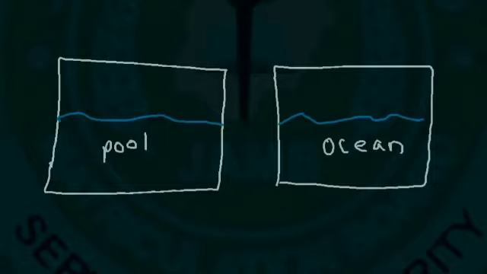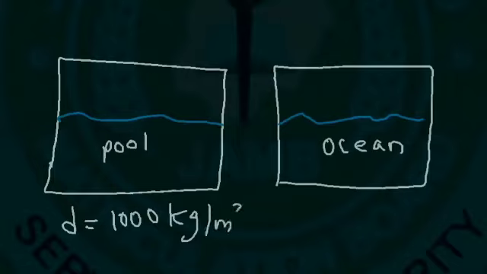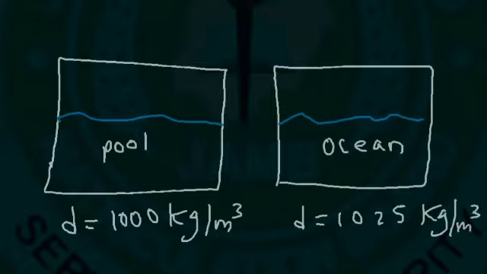But for the most part, the density of the water that you'll find in a typical pool is about 1,000 kilograms per cubic meter. Now, the density of seawater, which is basically salt water, is a little bit higher. It's about 1,025 kilograms per cubic meter. So therefore, it's easier to float in the ocean than in a pool because the density of seawater is higher than that of a typical pool.